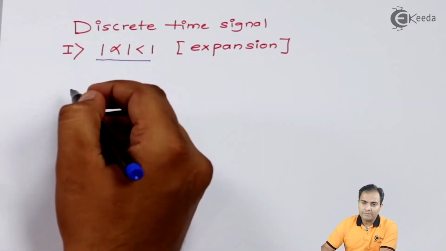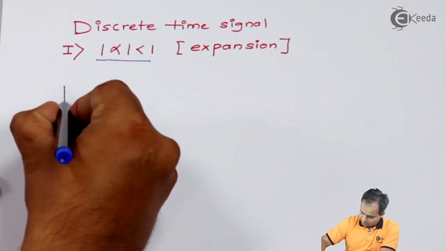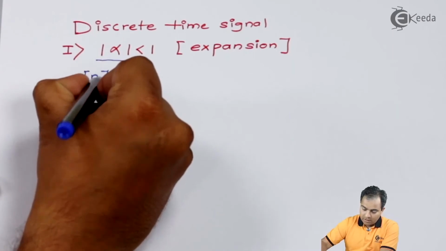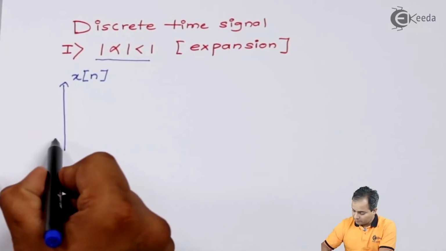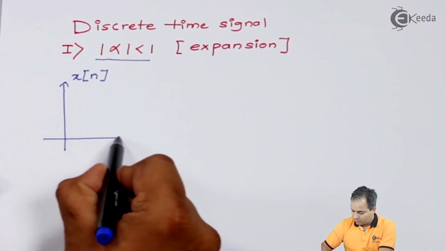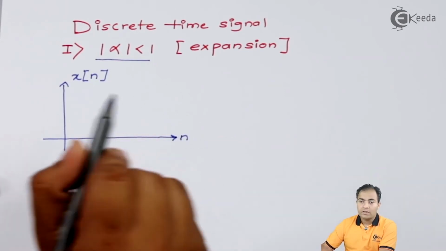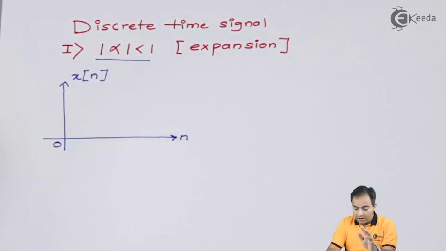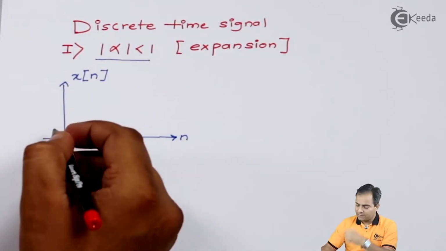We'll take one example to study the expansion of signals. As we know, for a discrete time signal, this t is replaced by n. This t is also replaced by n, and the graph is always discrete in nature. It is not continuous. So let's take a few samples.